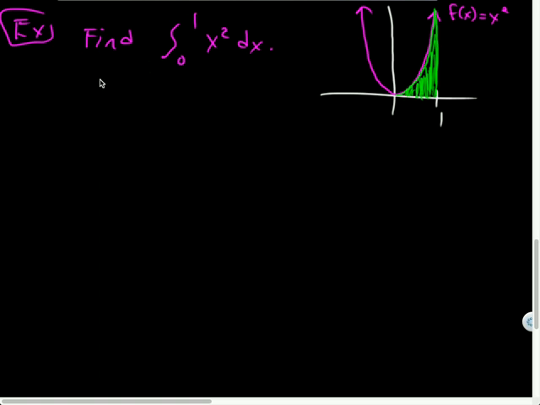So what does this represent? This represents the limit as n goes to infinity of the sum as i goes from 1 to n of f of x sub i times delta x.